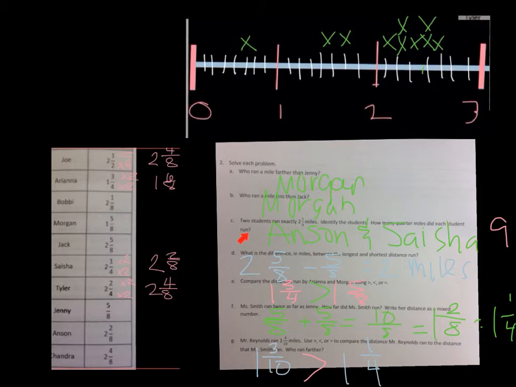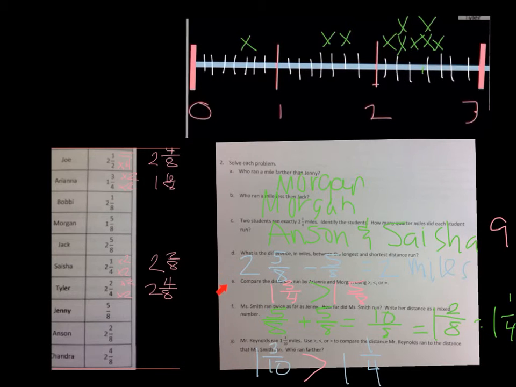D, what is the difference in miles between the longest and shortest distance run? The longest distance is 2 5/8 of a mile, and the shortest distance is 5/8 of a mile. So when we subtract those, we get 2 miles.